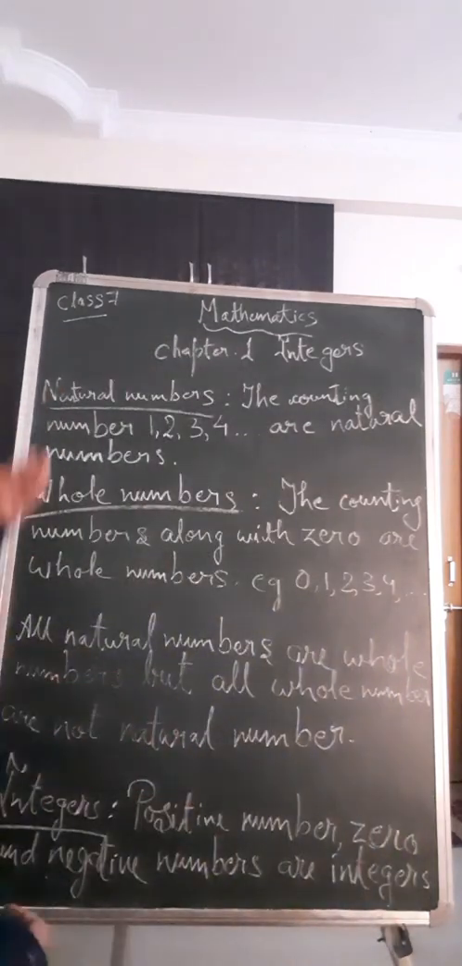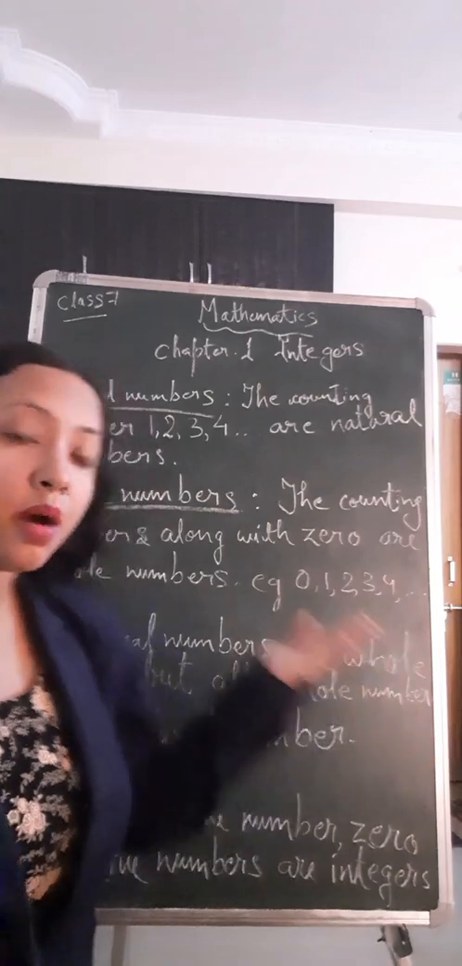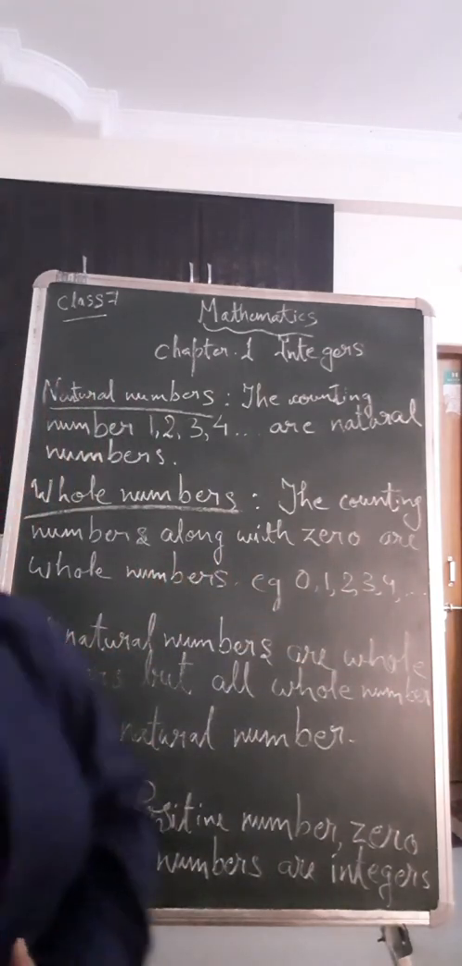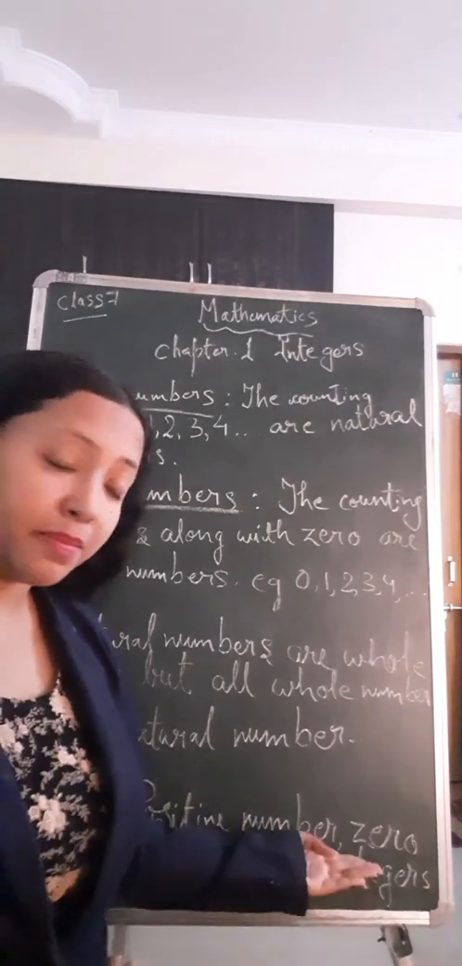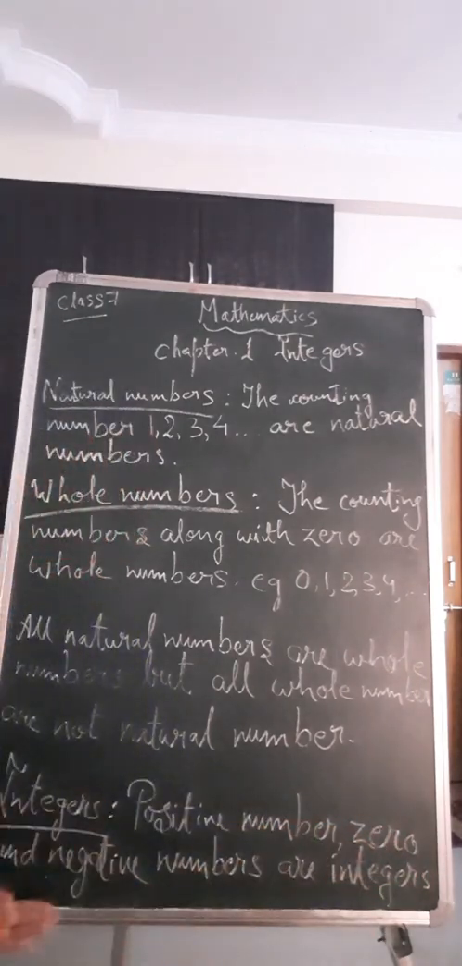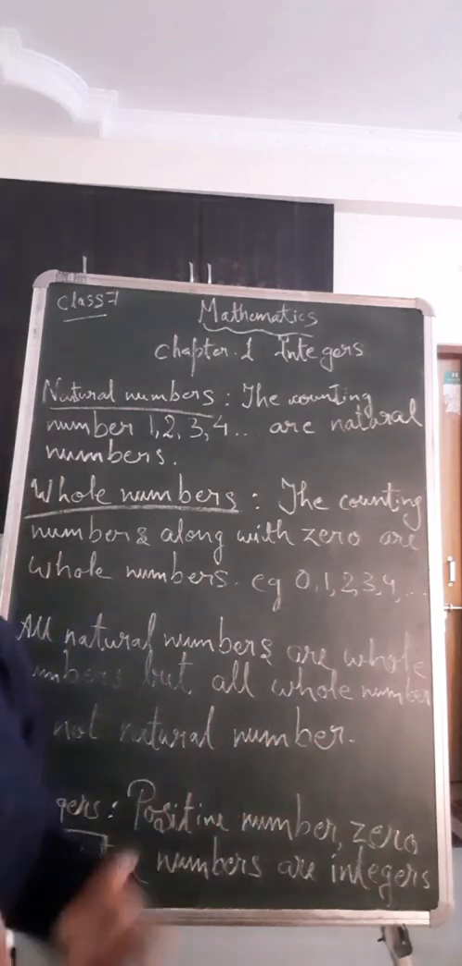Okay, so we have done our natural numbers, we have done whole numbers. Now we are getting on to our integers. So what are integers, children? Positive numbers, 0 and negative numbers are called integers.